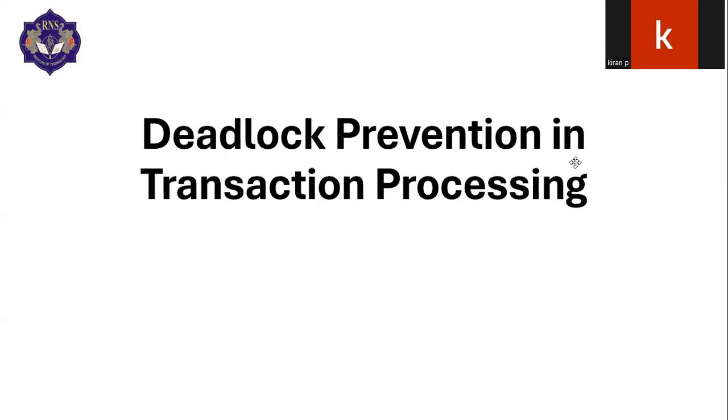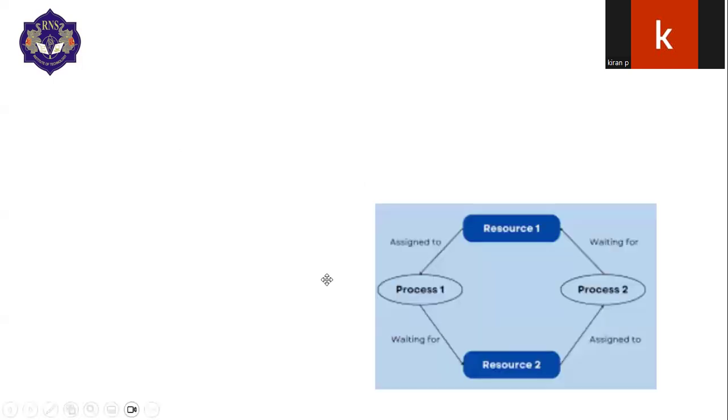Let us try to understand deadlock prevention in transaction processing. So, how does a deadlock happen? How do you find that there's a deadlock? There's a wait-for graph, or graph-oriented representation, that can help us understand whether there's a deadlock.